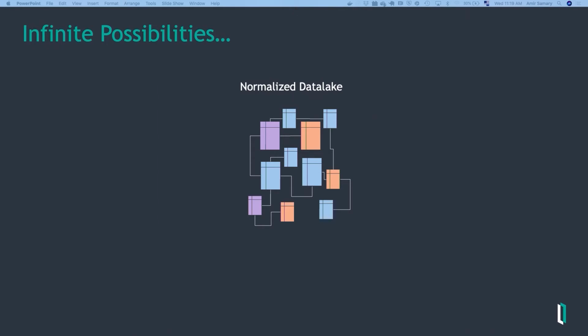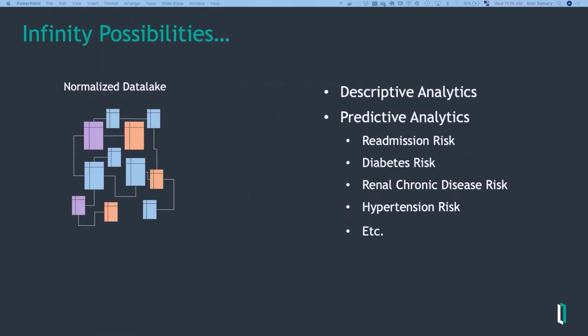But if you are grabbing data from all sorts of places, you need more than that. But you got here. You have this normalized data lake. And now you have all these infinite possibilities, right? You can do descriptive analytics, showing some counts, right? Statistics, and predictive analytics. Readmission risk is just an example.